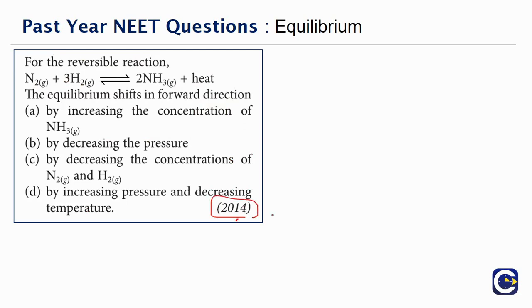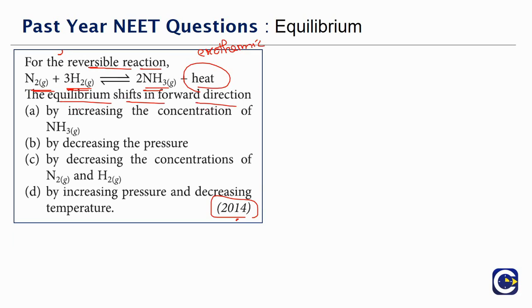This is a question that came in the year 2014. For the reversible reaction, N2 gas plus 3H2 gives rise to 2NH3 plus heat, which means it is an exothermic reaction. The equilibrium shifts in the forward direction. Means we are looking for the condition where the equilibrium will be shifting in the forward direction.